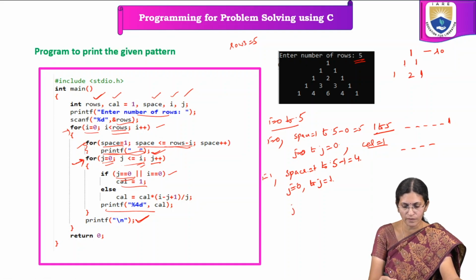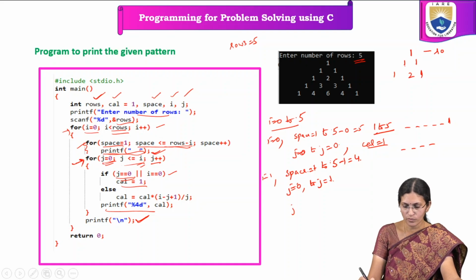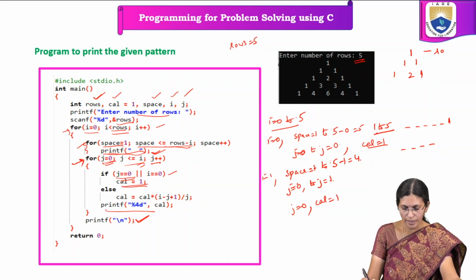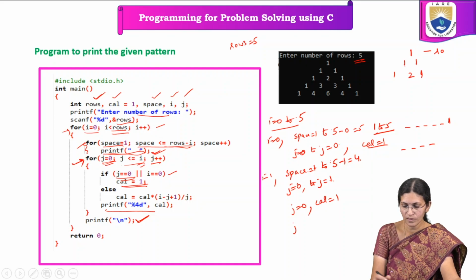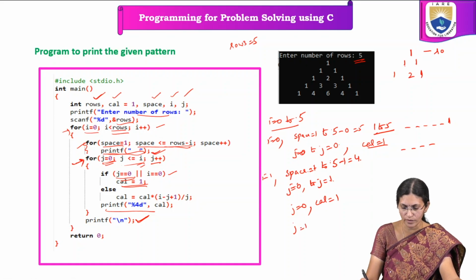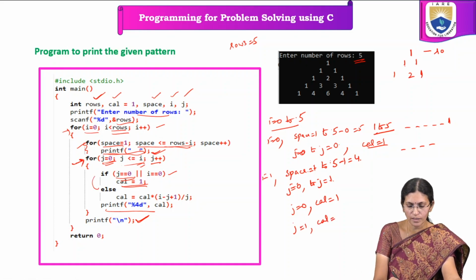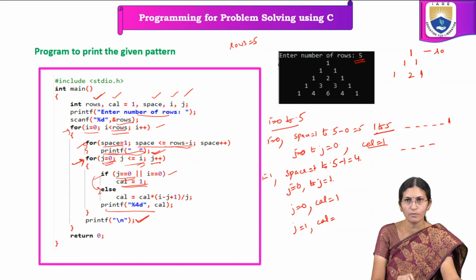Now let us see what is the value when j is equal to 0. When j is equal to 0, you can see here CAL value is equal to 1. Then in the next iteration j is equal to 1, because j is incremented by 1. So when j is equal to 1, this condition becomes false. Therefore it will come to the else block and this formula is applied.